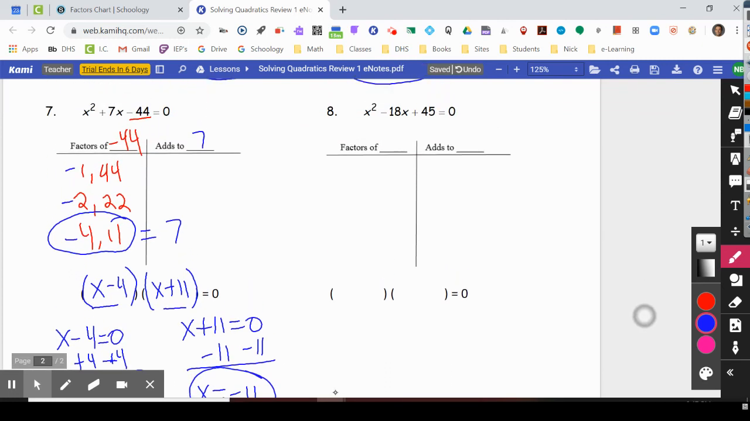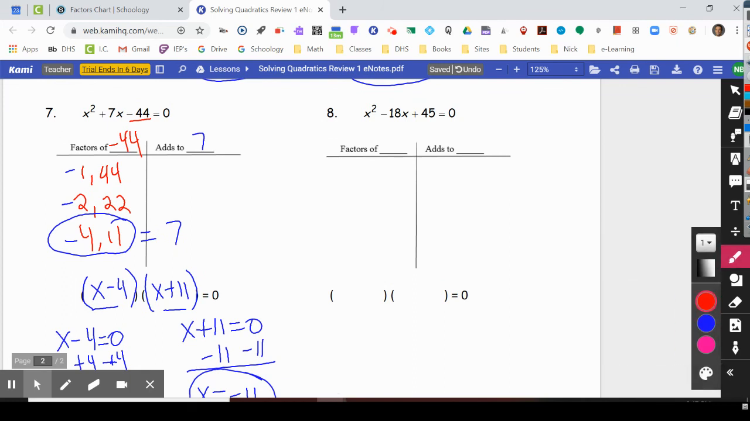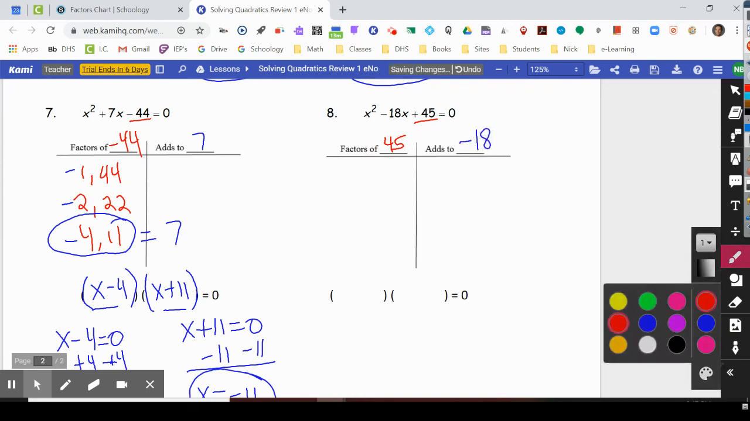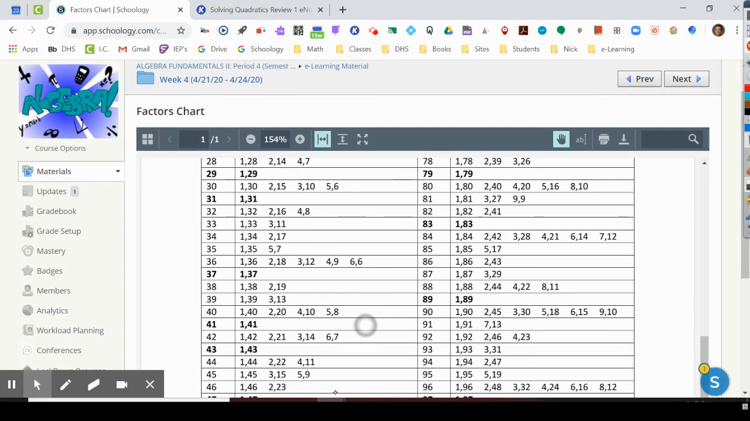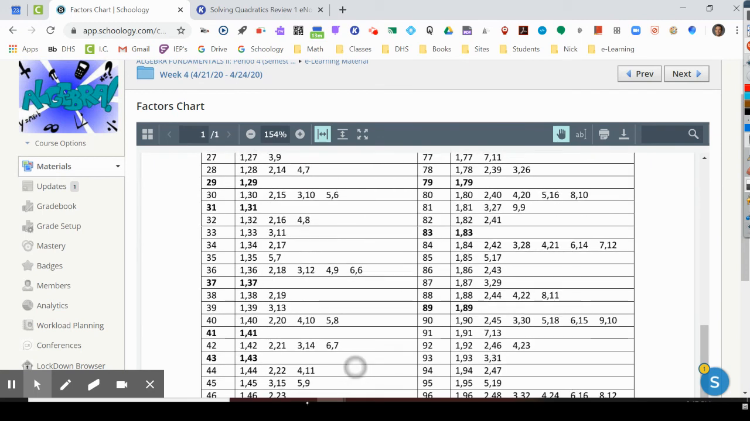Awesome. We've got one more to do. We got this. Now we find factors of positive 45 that add to this negative 18. Oh, I don't know my factors of 45, so let's look on this chart here. There it is down at the bottom.